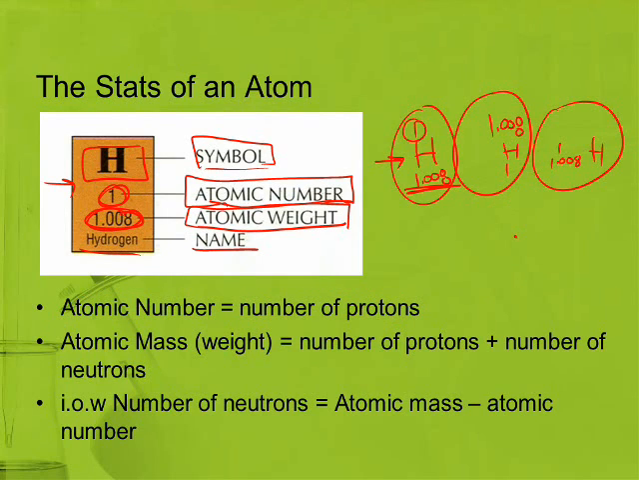Atomic mass, or weight, really mass, is the number of protons plus the number of neutrons. So the protons and neutrons added together give it the weight. And that makes sense because the protons have a mass of 1, the neutrons have a mass of 1, and those two together will tell you how much that atom weighs.